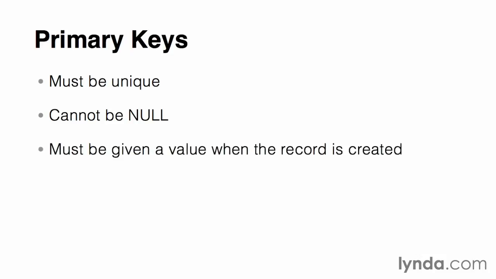Third, it needs the value created as soon as the record is created. There is no opportunity to fill in part of a record and come back and give it a primary key later. It all needs to happen at the same time. And fourth, primary keys cannot be changed once they are created, except in very extreme cases and with a lot of careful planning.